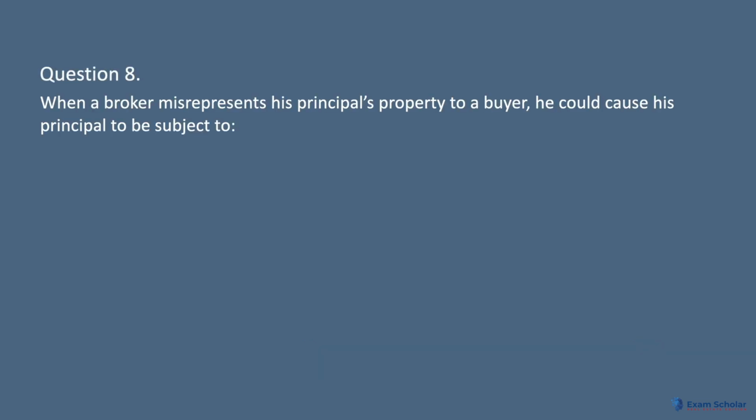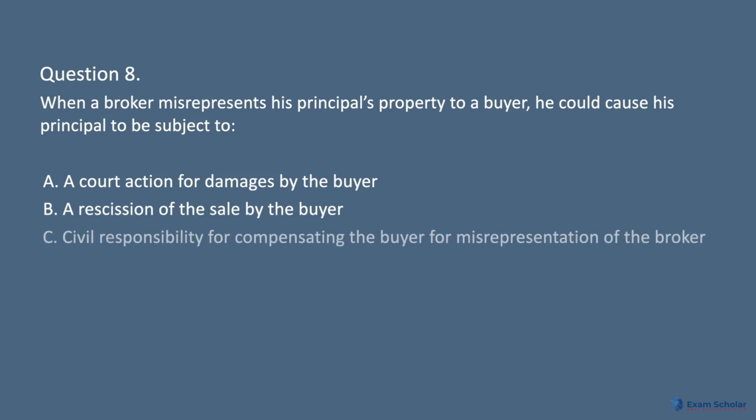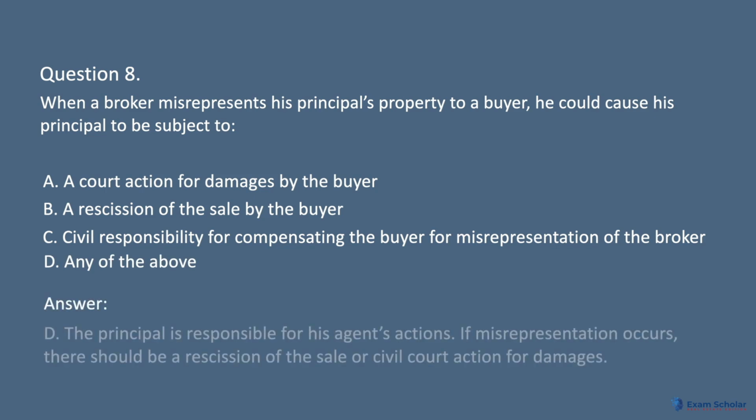Question 8. When a broker misrepresents his principal's property to a buyer, he could cause his principal to be subject to A. A court action for damages by the buyer. B. A rescission of the sale by the buyer. C. Civil responsibility for compensating the buyer for misrepresentation of the broker. D. Any of the above. Answer D. The principal is responsible for his agent's actions. If misrepresentation occurs, there should be a rescission of the sale or civil court action for damages.